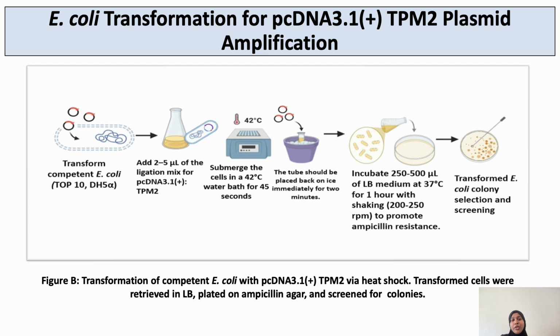Now, E. coli transformation for pcDNA 3.1 plus TPM2 plasmid amplification. Before introducing the construct into HK29 cells, we needed to amplify the TPM2 containing vector in E. coli. Competent cells were transformed via heat shock, then recovered in LB medium and plated on ampicillin containing agar. Colonies were screened to identify successful transformants, which were then used for plasmid extraction.